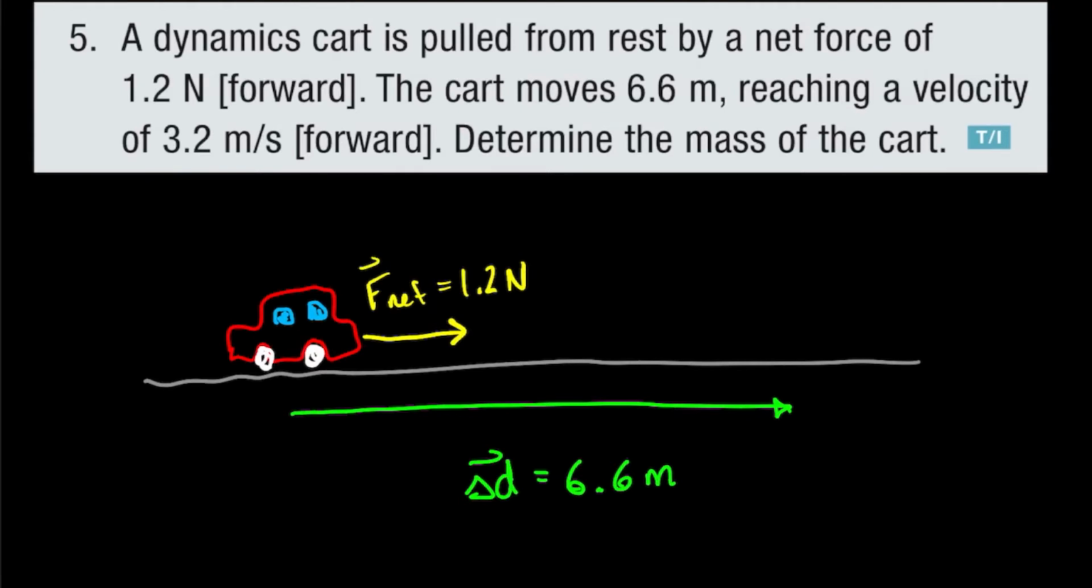Now, because it is being pulled from rest, the cart's initial velocity is going to be 0. And they also give us the mass, oh no, that's what we're trying to find. So we want to find the mass. That's our unknown. All right, what else do they give us? After 6.6 meters, it reached a final velocity of 3.2 meters per second forward.